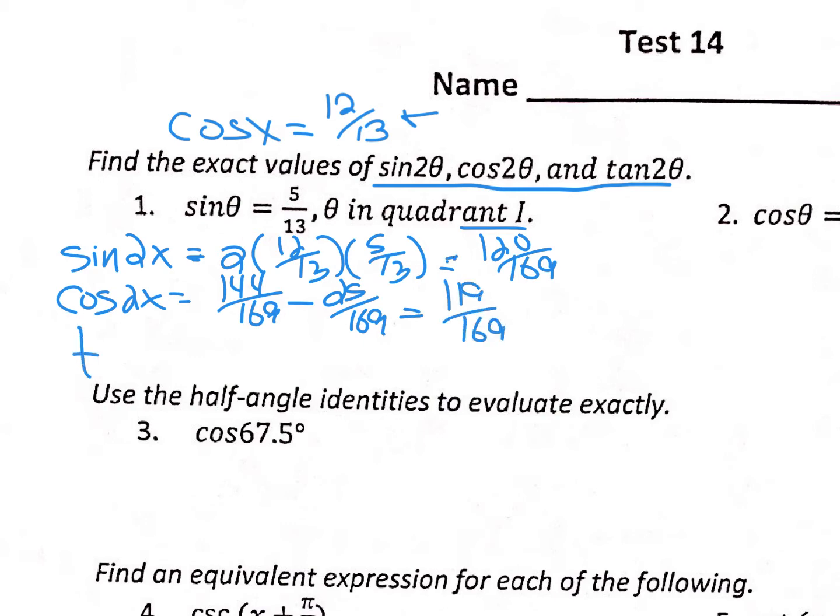And then the good news is once you get the tangent 2x, there's no need to do that formula. Remember, tangent is sine over cosine. So I'm going to take the sine and the cosine and put one over the other. The 169s cancel. You just get 120 over 119.